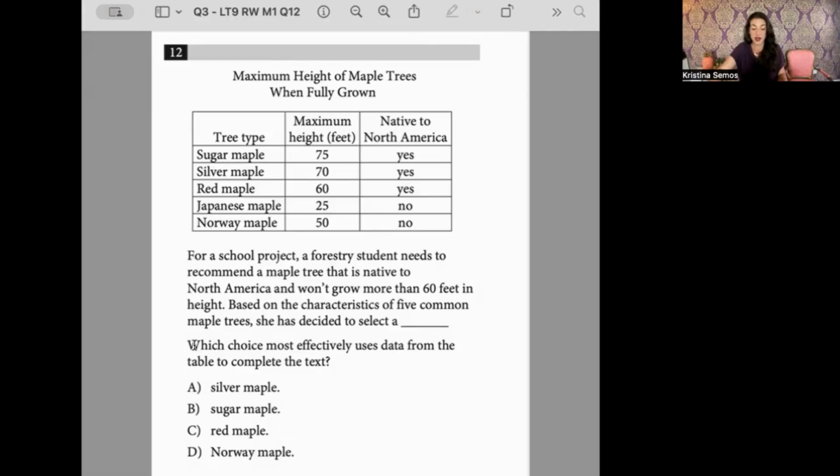Now, I'm going to give you an actual question for you to try. Okay, here you go. So, we read the question stem first. Which choice most effectively uses data from the table to complete the text?